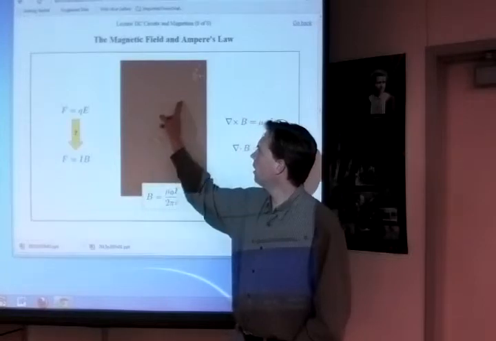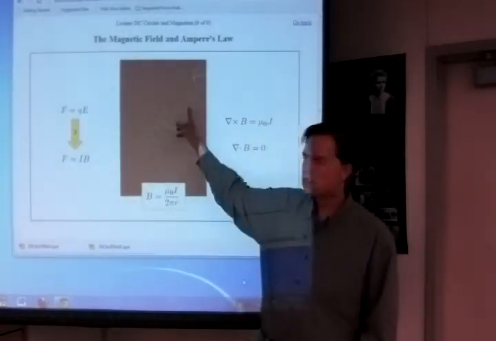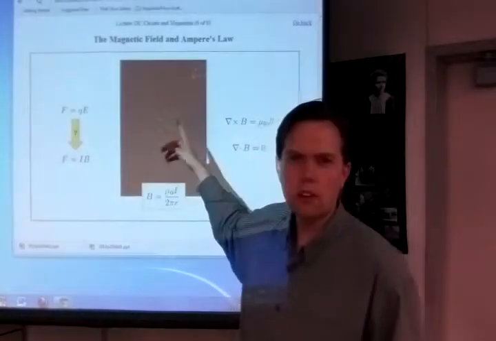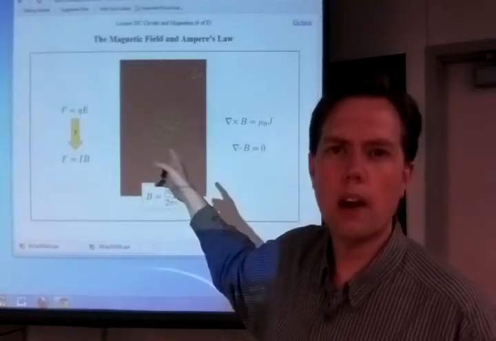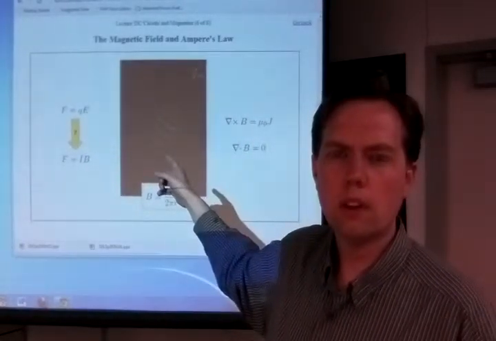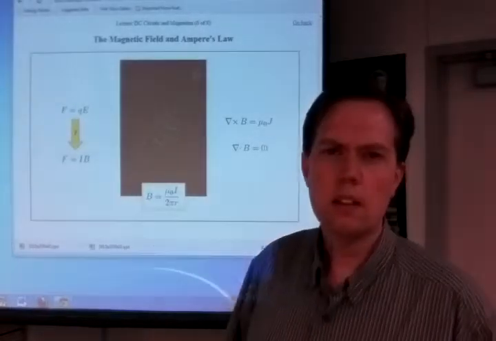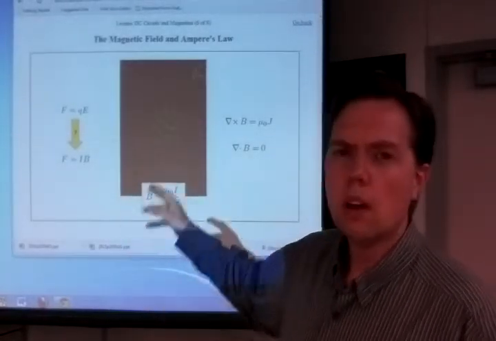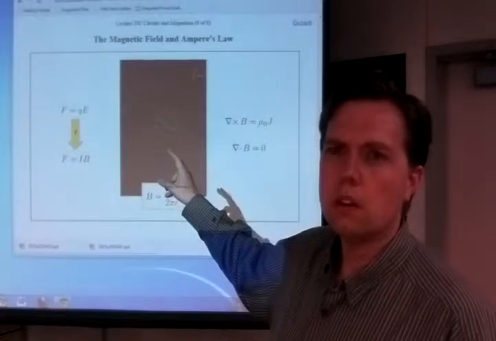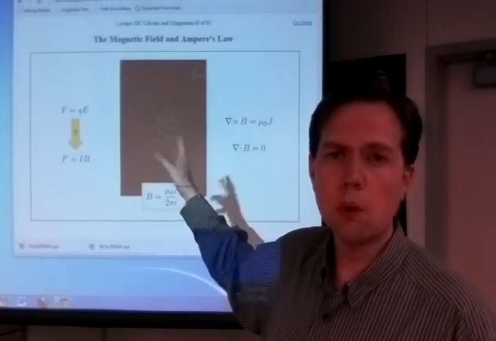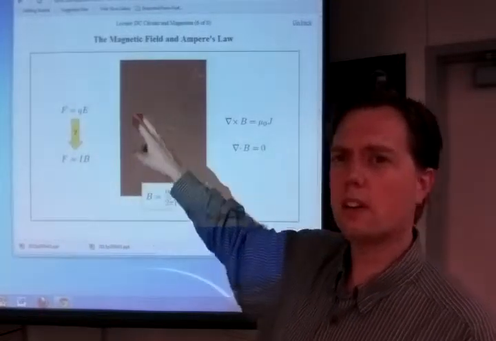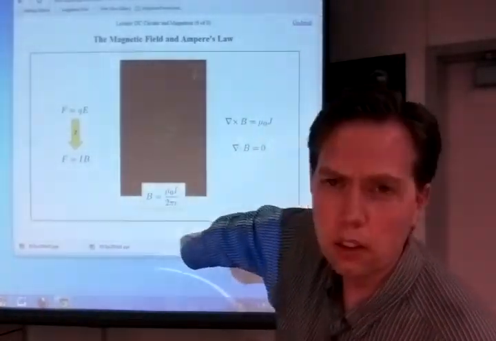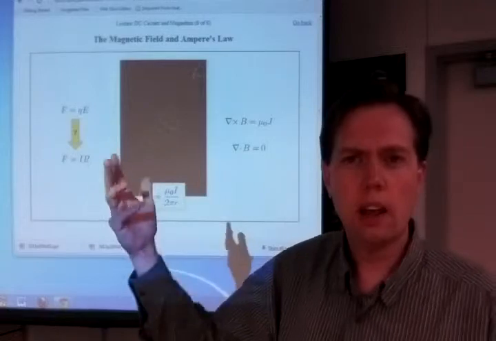So here I've got a line of current flowing into the paper. The magnetic field is actually circular. It circles around the current. Knowing that it circles is the most important thing, but there's also a question, well, which way is it circling? Is it going over or is it going under? And that's what the right-hand rule is good for.